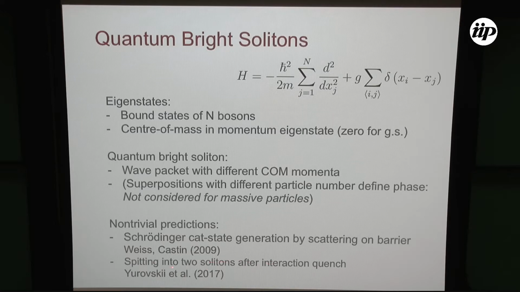What is currently being investigated, also in experiments, I think by Randy Hulet, is an interaction quench. The prediction is that in the classical equation, the soliton should develop into a breather. A breather is a superposition of two solitons in some sense. But if you work with the exact solutions, you find that there is a certain probability for these solitons to have different velocities, so they could spread.